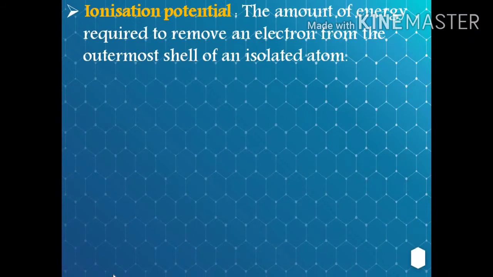Ionization potential is nothing but the amount of energy required to remove an electron from the outermost shell of an isolated gaseous atom. So when an electron has to be removed from the outermost shell, some amount of energy is required. That required amount of energy is called ionization potential, in order to form an ion.